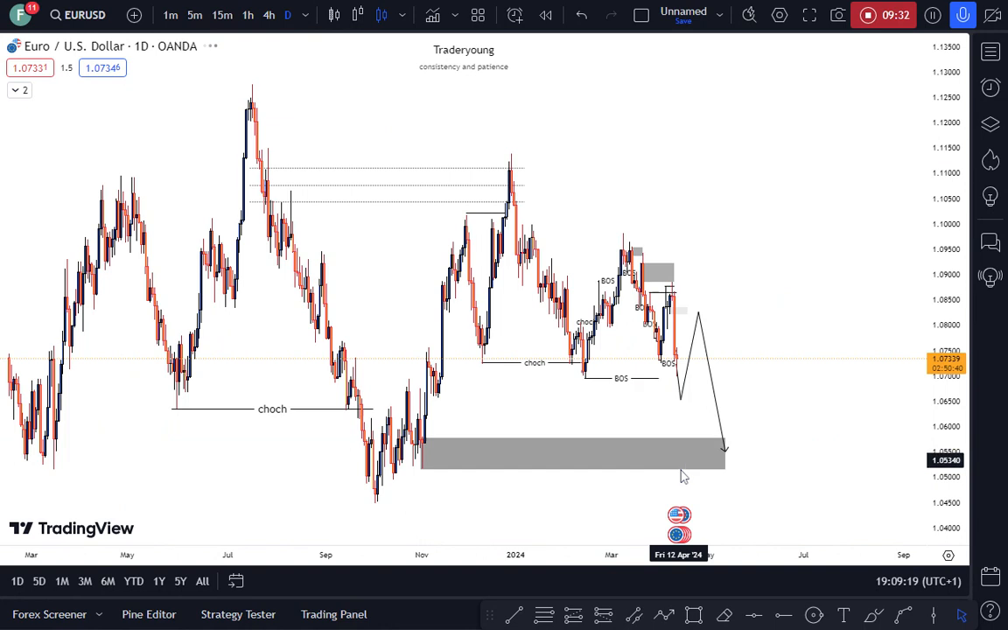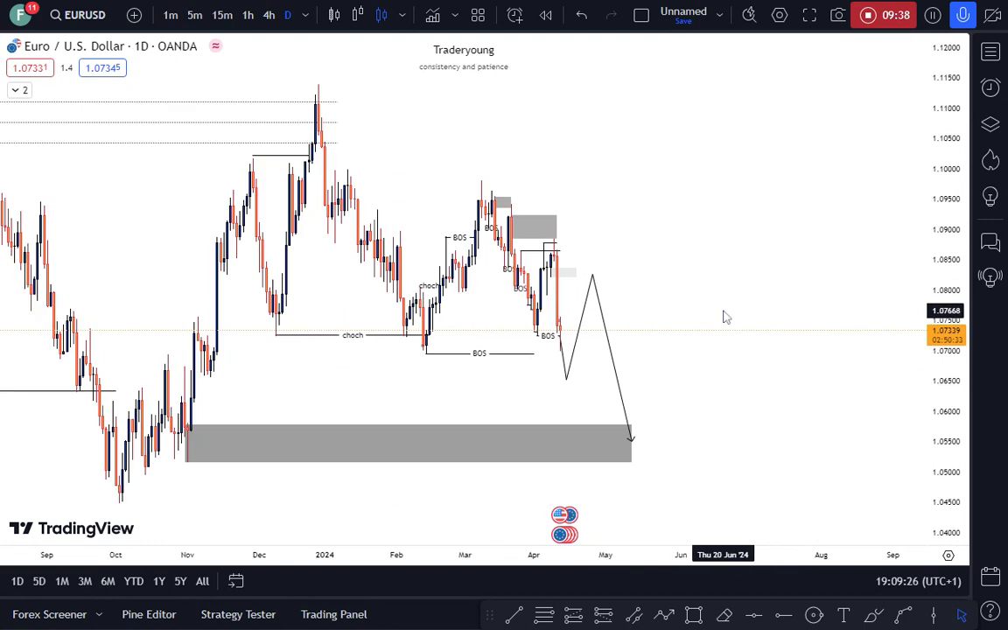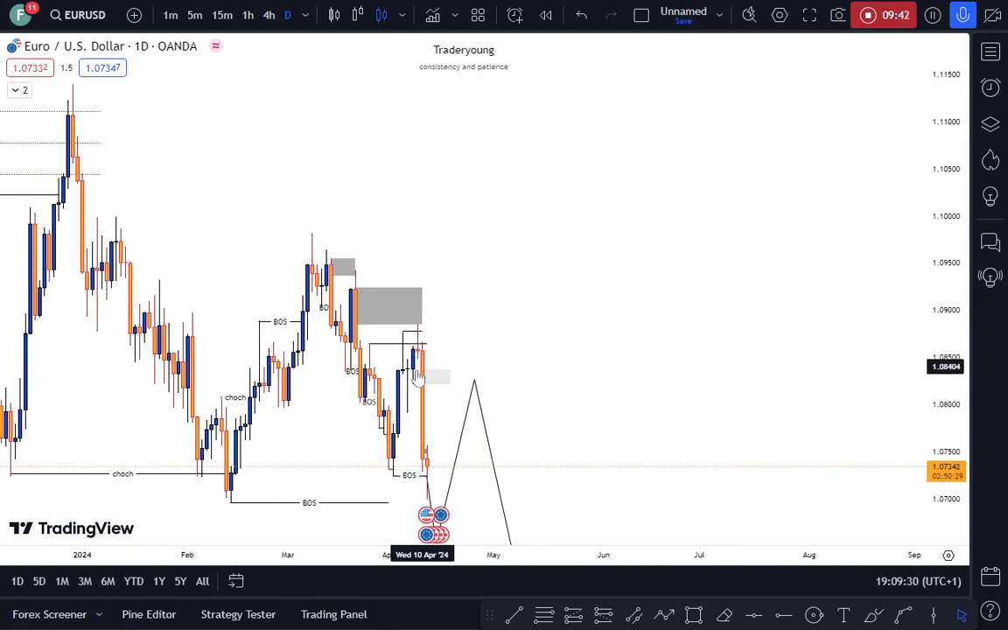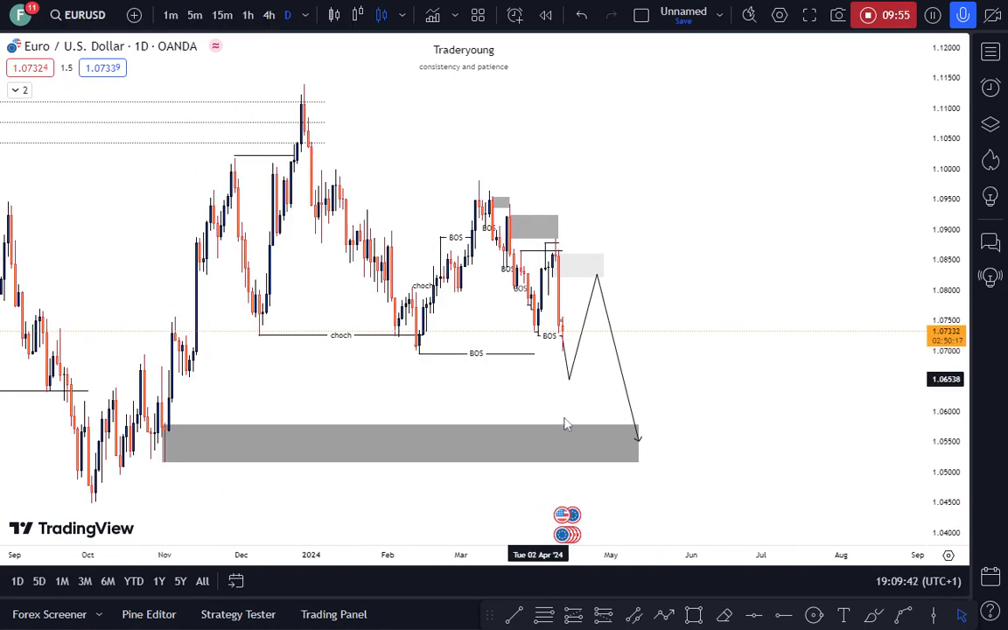So for now, no buys will be taken and no sales either would be taken until confirmations are given on the lower time frame. You see it aligns as well with our daily POI. If I do this, this is our last bullish candle before price went down. So aligning with this, you can see our confluence coming up together.